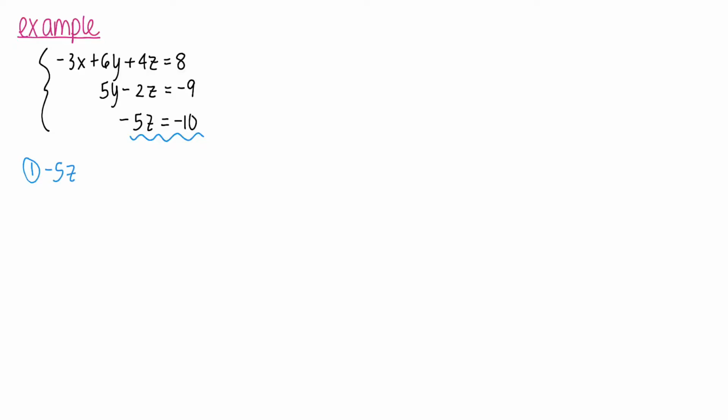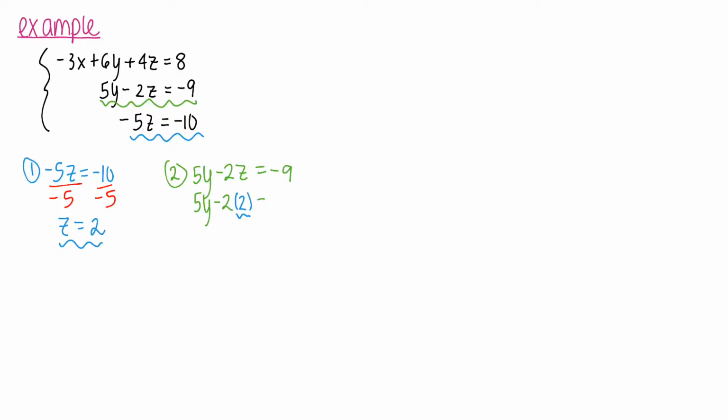Negative 5z is equal to negative 10. Dividing both sides by negative 5, we're going to get z is equal to 2. Then we're going to look at this equation, 5y minus 2z is equal to negative 9. We know that z is equal to 2, so we will plug that in. 5y minus 2 times 2 equals negative 9. 5y minus 4 is equal to negative 9. Adding the 4 on both sides, 5y is equal to negative 5. Divide by 5. y is equal to negative 1.